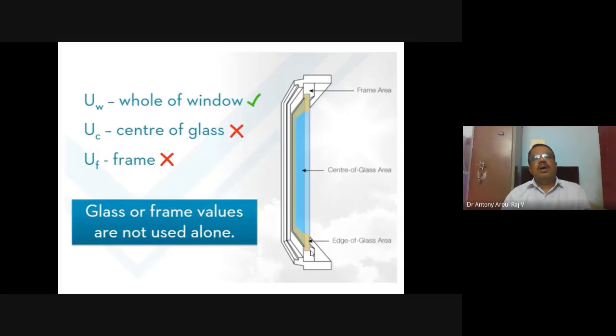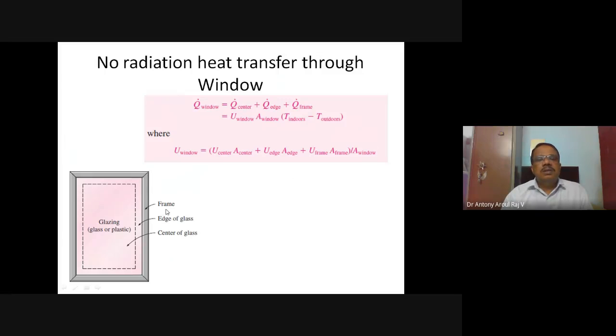So how to calculate the U value for the window? You will have a frame, you will have the edge of the glass, and you will have the center of the glass. How are you going to calculate the overall heat transfer coefficient? The formula is available. The total heat transferred is the heat transferred by the center, edge, and frame.